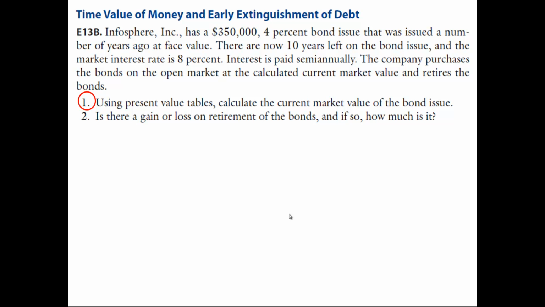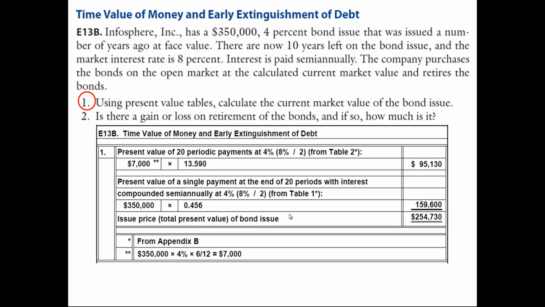Interest is paid semi-annually. The company purchases the bonds on the open market at the calculated current market value and retires the bonds. So the first thing we're going to do is use the present value tables to calculate the current market value of the bonds. This is similar to an example that you've done before. It's just worded a little bit differently.